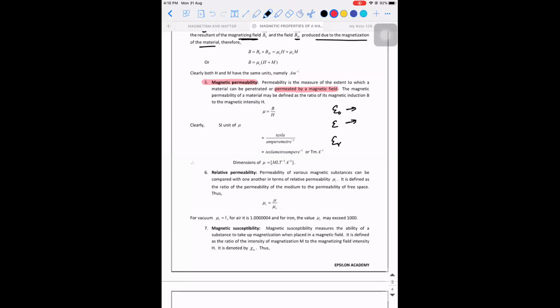In a similar way, instead of epsilon naught, if I write mu naught, what will you call it? Magnetic permeability of free space. That's why the value of that is 4 pi into 10 power minus 7. But here the topic is not about magnetic permeability of free space. Rather, it is the magnetic permeability of the material.